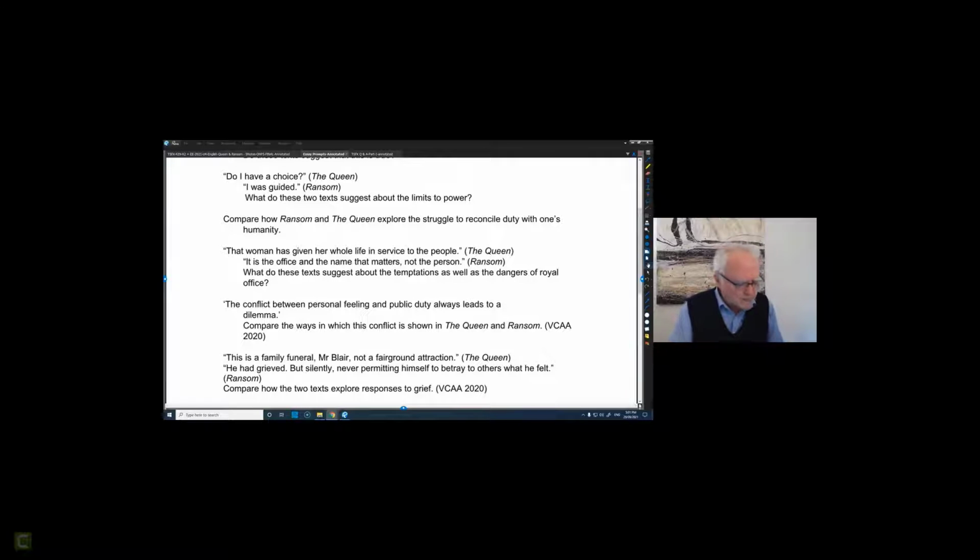They're also looking for very subtle and varied awareness of how the messages are conveyed in the two texts. Not simply, well, Ransom is a bit similar to the Queen in this way, and the Queen is a bit similar to the Ransom in that way. What they're looking for is compare and contrast. Yes, in some ways similar, however, no, in other ways quite different. And it's that subtle and varied awareness of how the texts differ in their approach, the whole thing to do with authorial intent, is absolutely critical to scoring a high mark for this part of the paper.